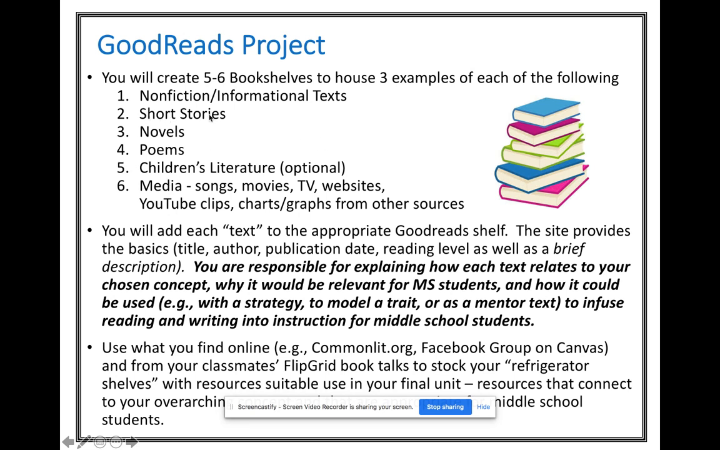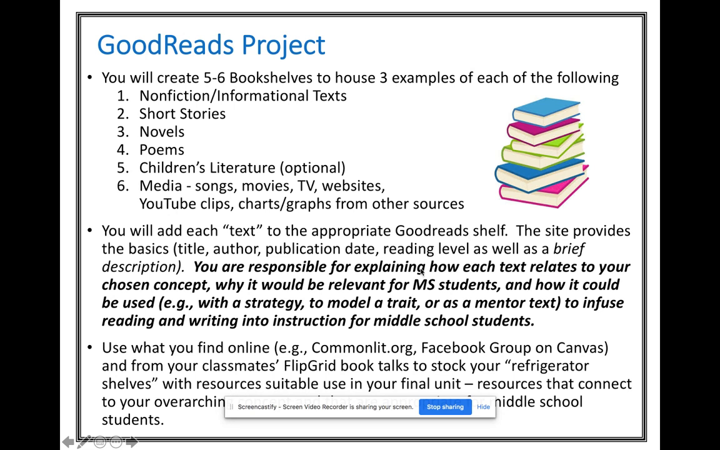Short stories you'll be able to find on Goodreads itself. Novels you'll be able to find on Goodreads itself. Poems, sometimes you'll find them on Goodreads. Sometimes you'll have to go to commonlit.org. Children's lit, you'll find those on Goodreads. Informational text, you're probably going to need to go to commonlit.org, but you could employ a biography or two and that of nonfiction, and you might find that in Goodreads. And then media, you'll definitely have to go to commonlit.org.